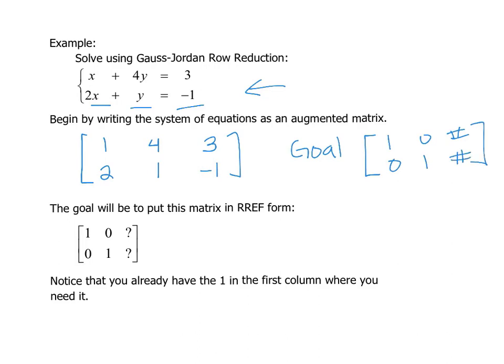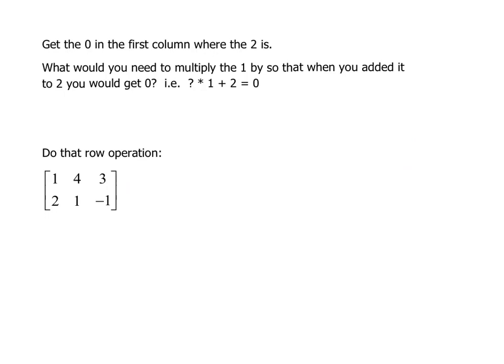Remember, we're going to start by trying to fix column 1, and we already have our first task completed because the first thing you want to do is to get that 1 in the right spot, and we already have that 1. So all we have to do is make this be a 0. So let's get that 0 in that second row, in the first column.